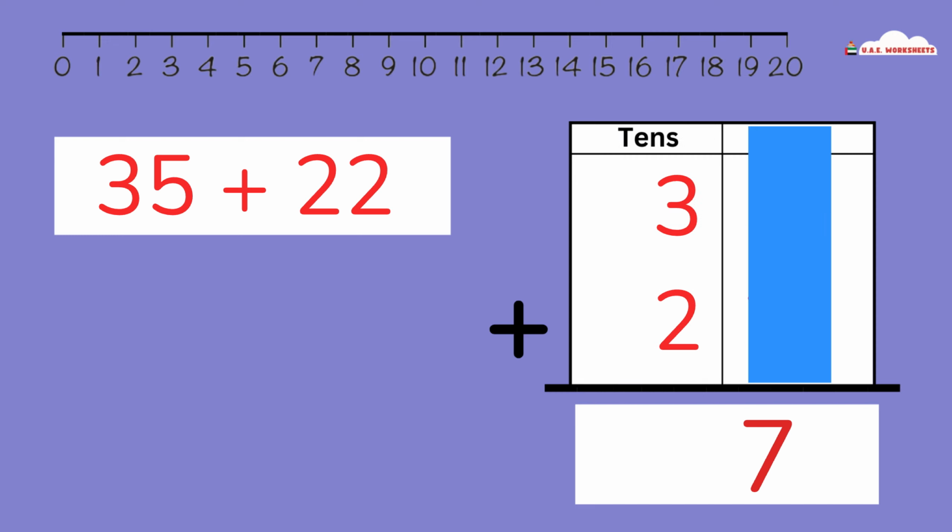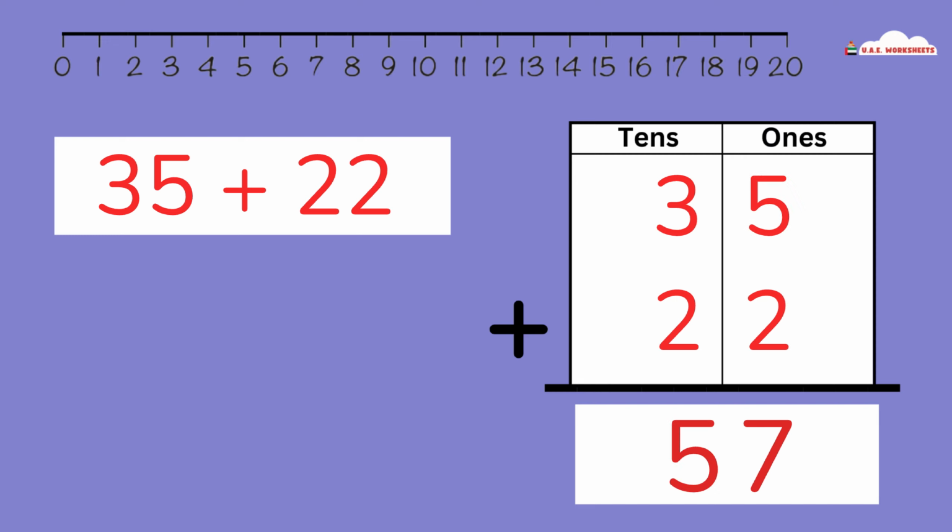Next, let's look at the tens side. 3 plus 2 equals 5, so let's write 5 at the bottom on the tens side. Now we have our final answer of 57. 35 plus 22 equals 57.